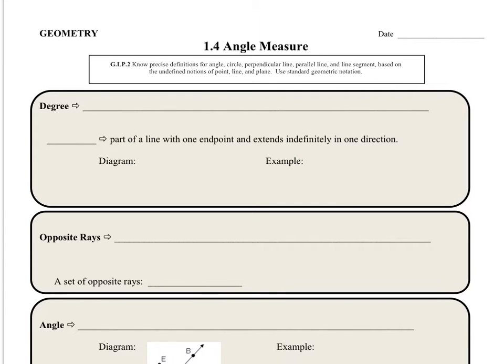Hello class, we will be starting chapter 1.4 over angle measure. So again, just like we've done every notes, make sure that you put the date at the top right hand of your notes. Now the first definition we're going to look into is degree, which can be simply defined as a way of measuring angles.